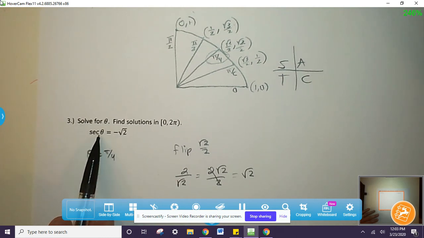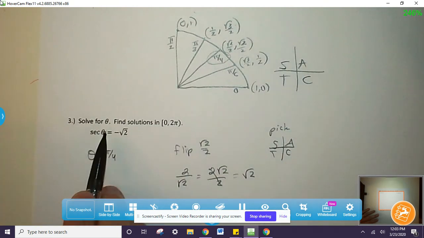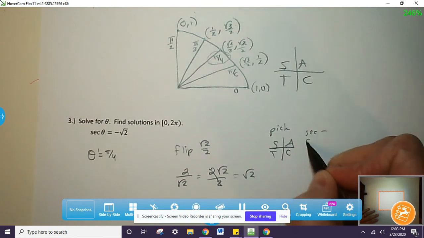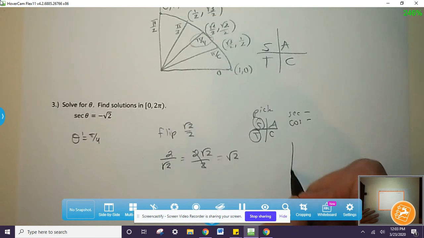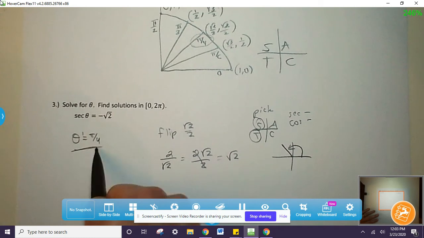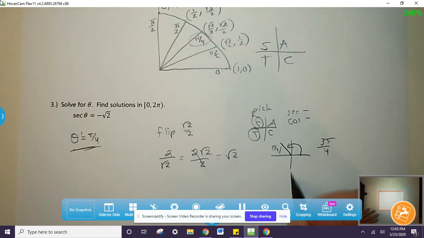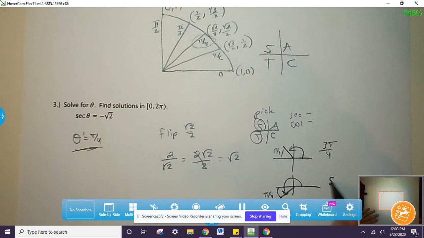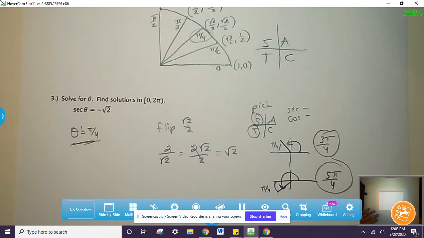Now, to make sure that secant is going to be negative, you have to pick your quadrants. When you're solving for theta, you pick the quadrants. So since secant is negative, that means cosine's negative. So we're in quadrants 2 and 3. The angle in quadrant 2 that has that reference angle is 3 pi over 4. And the angle in quadrant 3 that has that reference angle is 5 pi over 4. Same answers as before, but a different way of thinking about it and a different way to get to the answer. Thanks for listening.